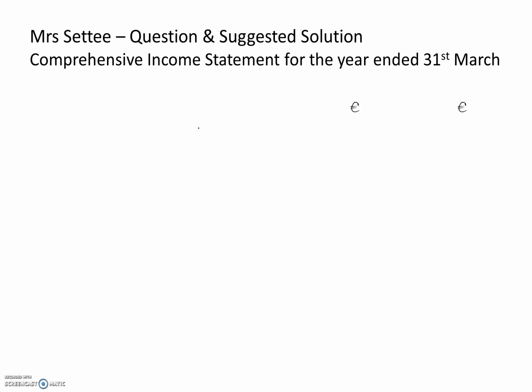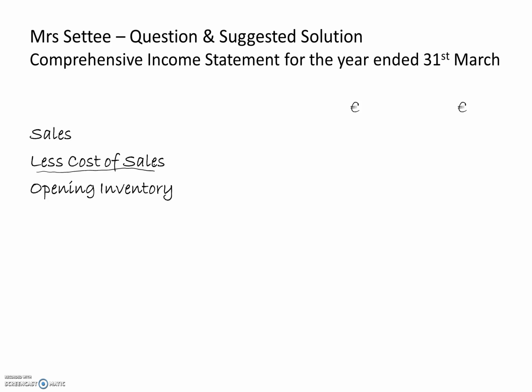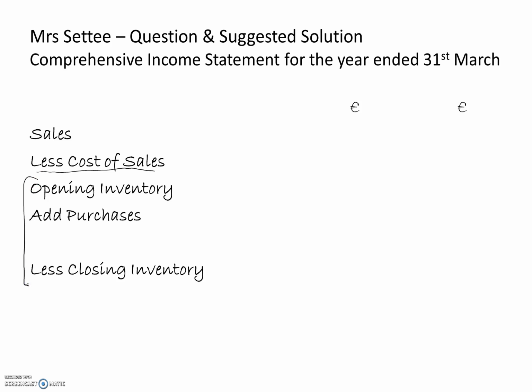So first of all I'm going to start off with my sales, and then it's going to be sales less the cost of sales. Of course, if you remember, there was nothing called cost of sales. We have to work out the cost of sales. The cost of sales is made up of the opening inventory plus the purchases less the closing inventory. So when we actually work out the cost of sales, we'll take it away from the sales and we get the gross profit. So what we need to do now is to pop in the figures.